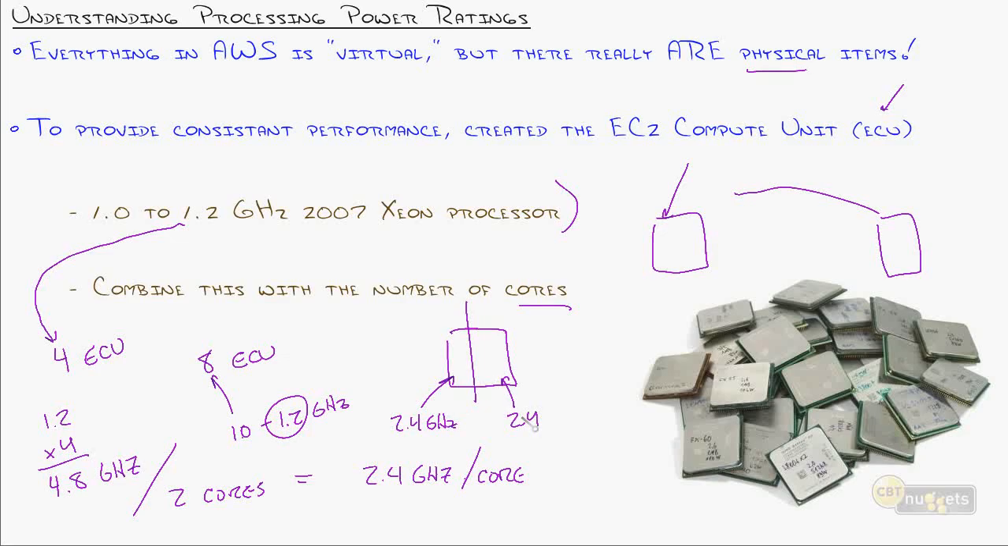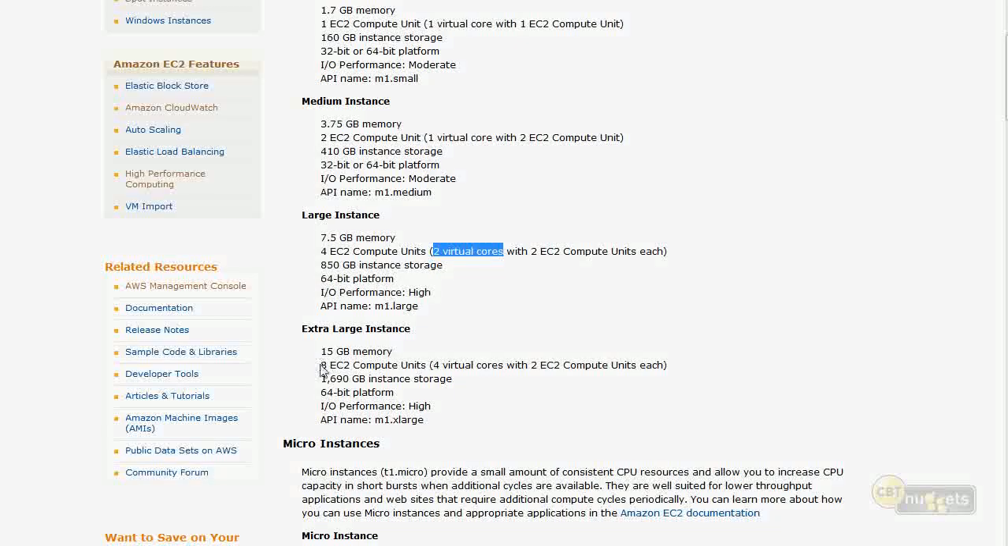It's kind of a complex way to get there, but once you get it, you're like, oh, that kind of makes sense. Well, let me look at one more before I give you an actual live example. Let's look at the extra large. We've got 8 EC2 units, so that's 4 virtual cores with 2 ECU units each. So same kind of thing.